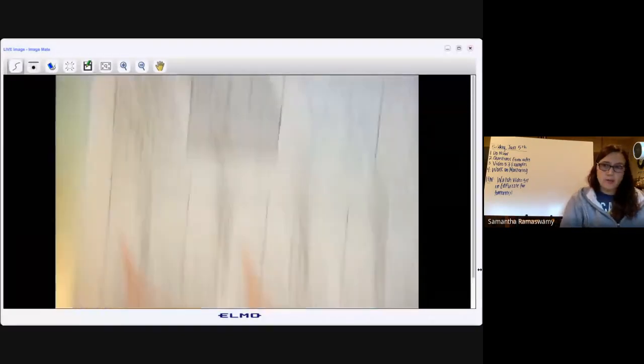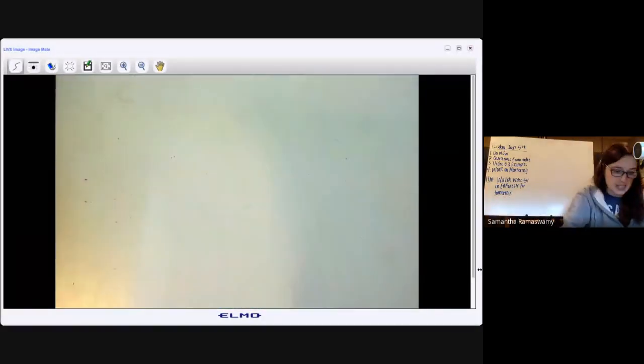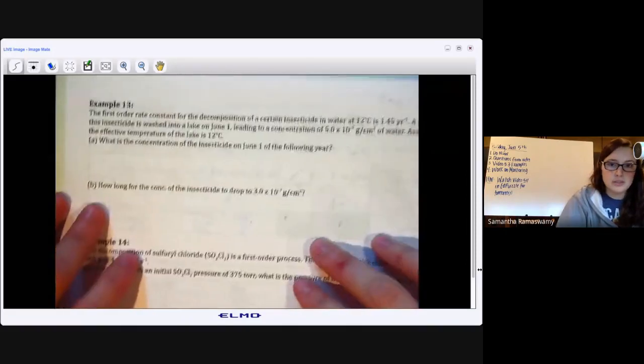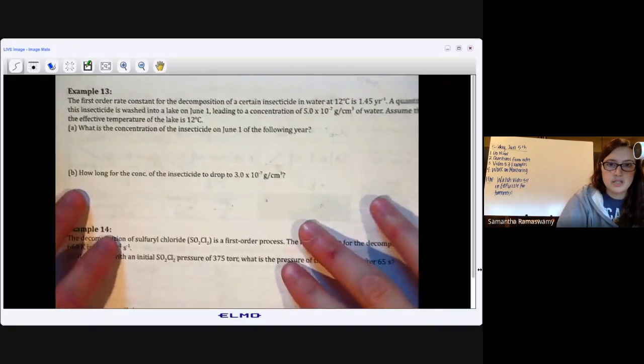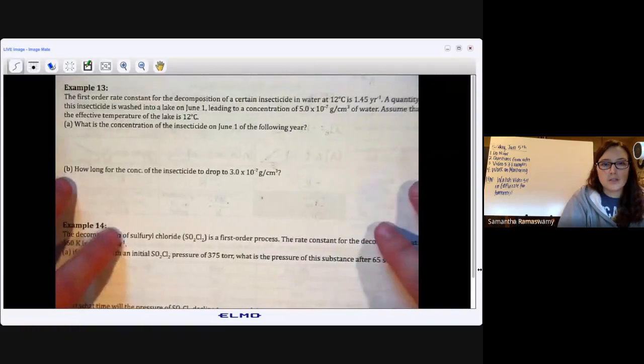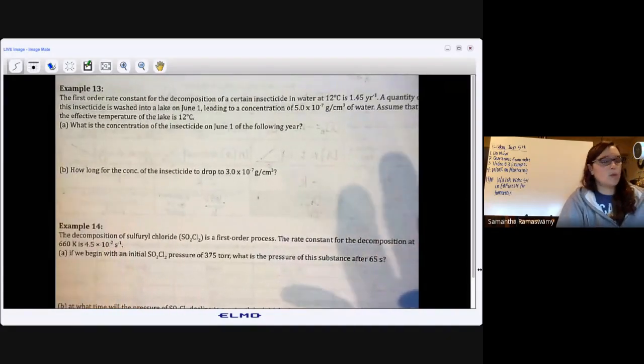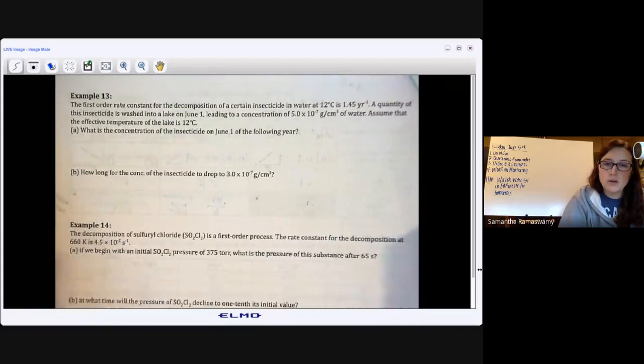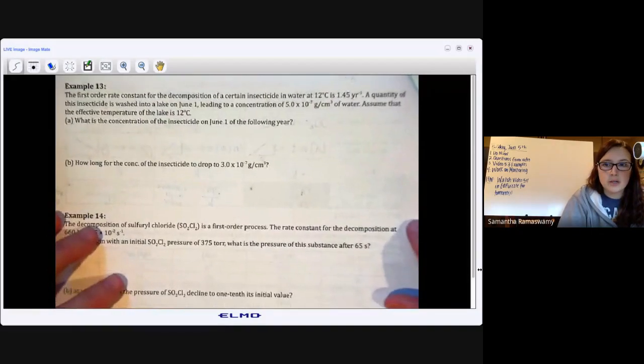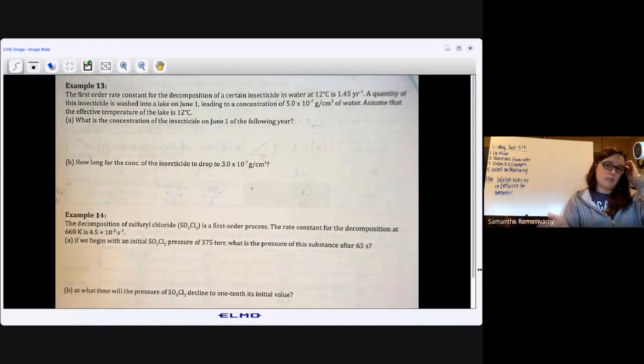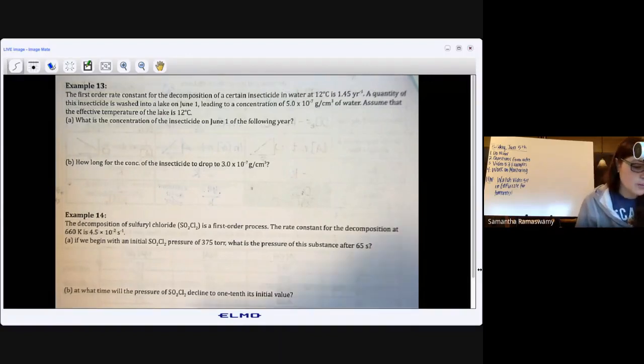Right, so we're going to go ahead and go to example 13. Example 13 is on the next page up at the top, and 13 and 14 are similar. 13 and 14 are actually similar to a couple mastering questions as well. So when you're working through mastering, if you see questions like this, just remember you can flip back. Example 13 says the first order rate constant for the decomposition of a certain insecticide in water is 1.45 per year. Okay, so I'm going to pause really quick.